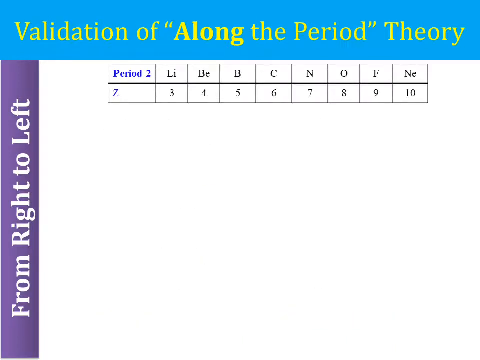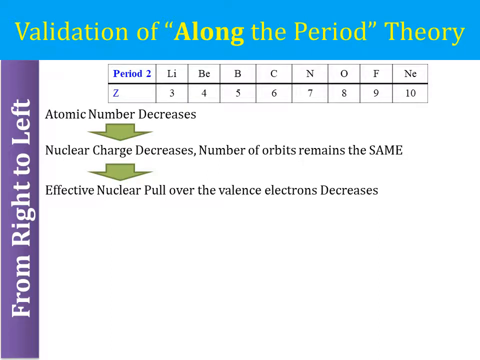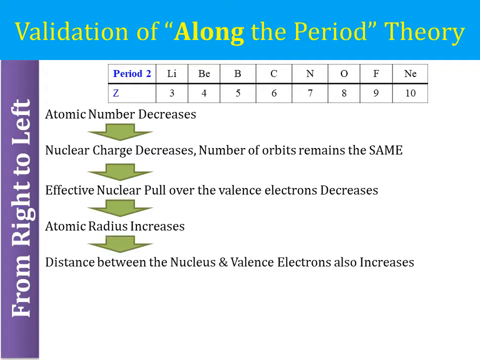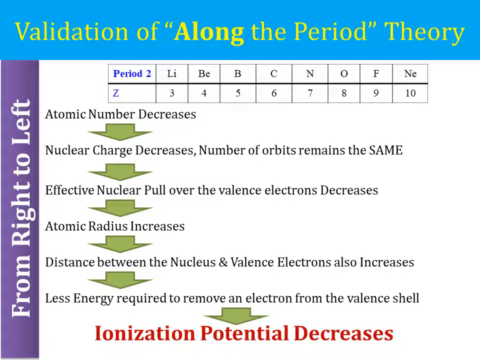We'll do the validation, of course. We're having the period, and from right to left, it's decreasing: 10, 9, 8, 7. The values are decreasing. So the nuclear charge decreases, number of orbits remains the same. Effective nuclear pull over the valence electrons decreases, and thus atomic radius increases, because if the pull is decreasing, the radius will obviously increase. And if the radius increases, then the distance between the nucleus and the valence electrons also increases. And if this is so, then less energy is required to remove an electron from the valence shell, and thus ionization potential decreases.